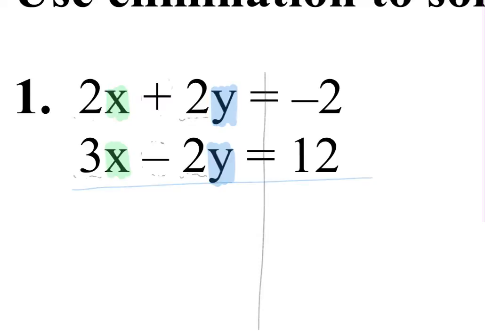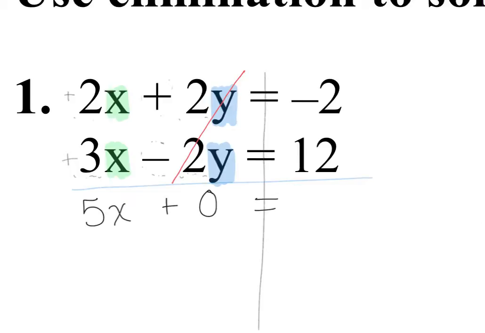Alright, so starting with our x's, that's a positive 2x plus 3x. So positive 2x plus 3x, that's just going to be 5x. A positive 2y minus 2y, again, different signs, so they get subtracted, and I end up with 0. Which is exactly what I want. I want them to be eliminated.